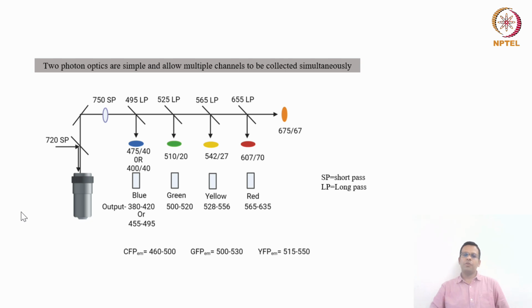So in two photon microscopy, for the excitation only one laser works. Okay, so that is a 720 nanometer wavelength laser. It can illuminate all four dyes, but in the emission light path, there are multiple filters and dichroics placed to collect the signal individually in different channels.